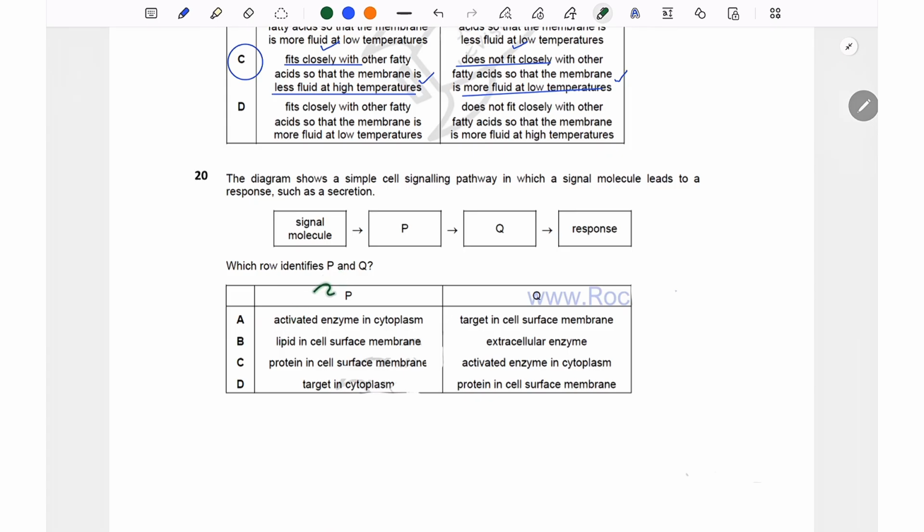signal molecule, there will be a receptor protein, and this can either be lipid or protein in the cell surface membrane. So it will attach to that. And then what's going to happen next is not an extracellular enzyme, but an activated enzyme in cytoplasm. So it will enter the target cell and activate the enzyme in the cytoplasm of the cell. So it won't target in cytoplasm, that's wrong. Target cell is what we talk about. So C is our answer. This was about the cell signaling pathway.